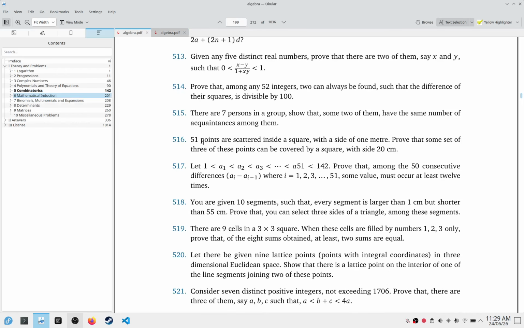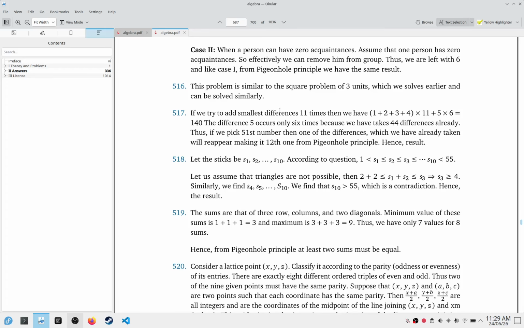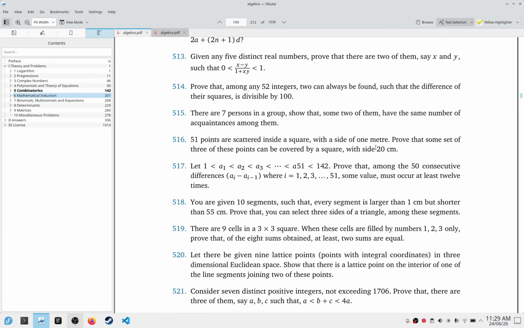Question 516 says that 51 points are scattered inside a square with a side of 1 meter. Prove that some set of three of these points can be covered by a square with side 20 centimeters. So what you can do is divide the 1 meter side into smaller squares of side 20 centimeters. So you'll get 5 by 5, that is 25 squares, right?